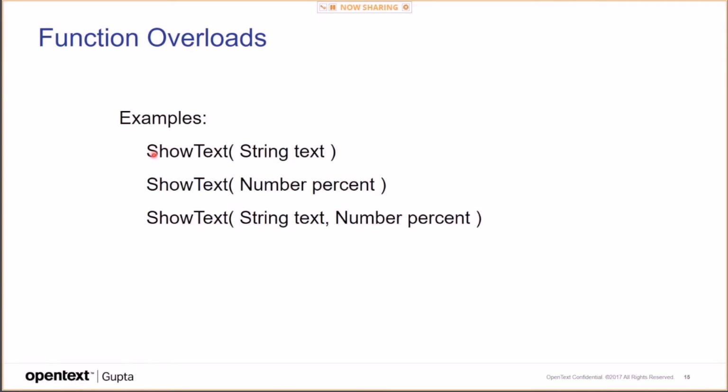You can have a show text function that has a string parameter, a show text function that has a number parameter, or a show text function that has a string and a number parameter. And depending on what you pass into the function, Team Developer will execute the right function. And in some cases, it actually needs to guess.